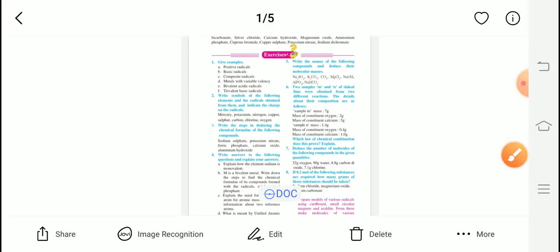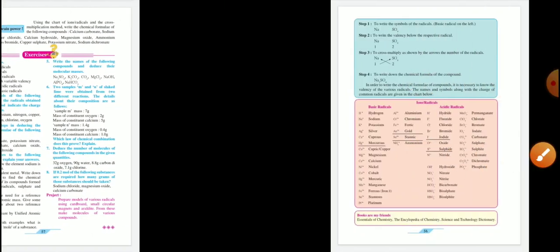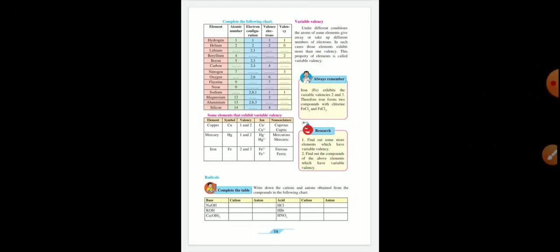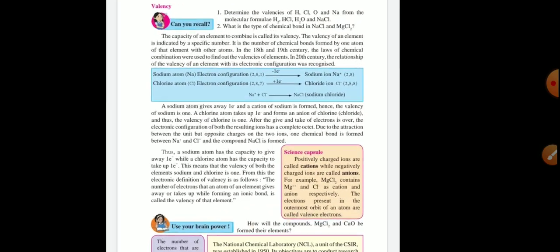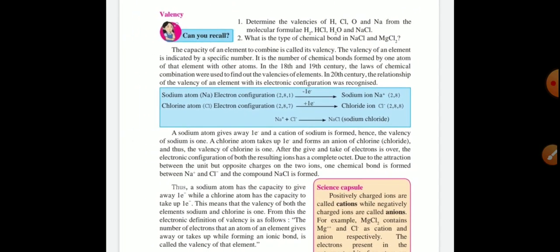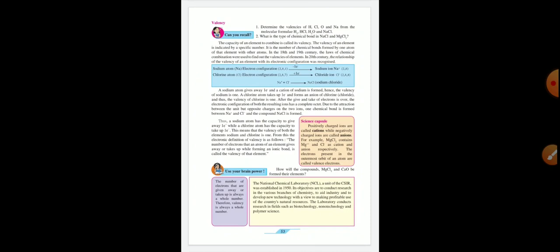So in this way, today we learned about the valency of elements. What do you mean by valency? Variable valency and radicals, simple or composite radicals, acidic or basic radicals, like this. So see the video carefully and try to write the answers of the assignment questions given afterward. Clear? Thank you.